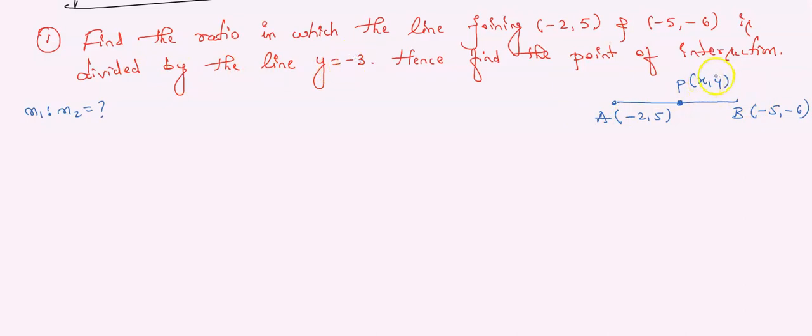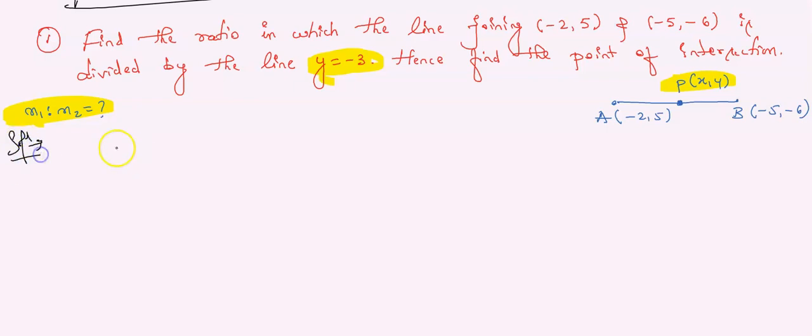In this, as you can see, P of x comma y is a point which is dividing the line AB, and they have given the value of y. Y is minus 3. So by using this condition, y equals minus 3, find m1 is to m2. Find this ratio and find the point of intersection. After finding this ratio, then find the value of x. Now I'll show you how to solve this.